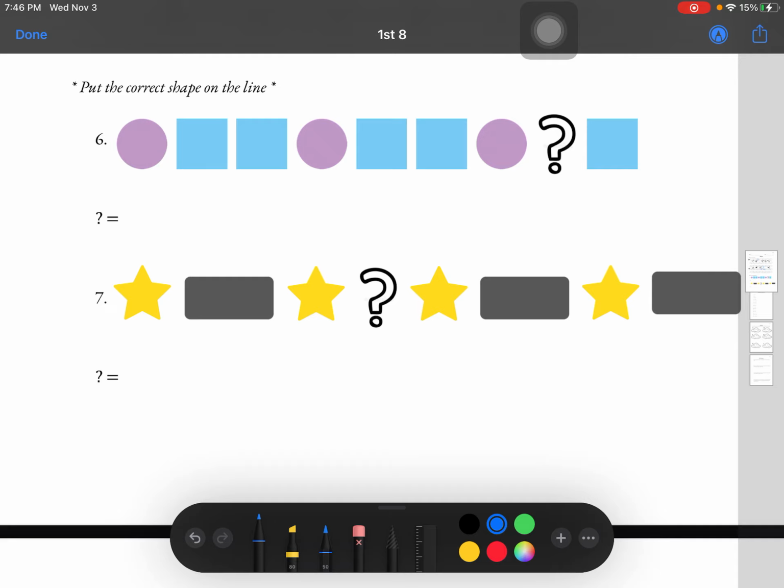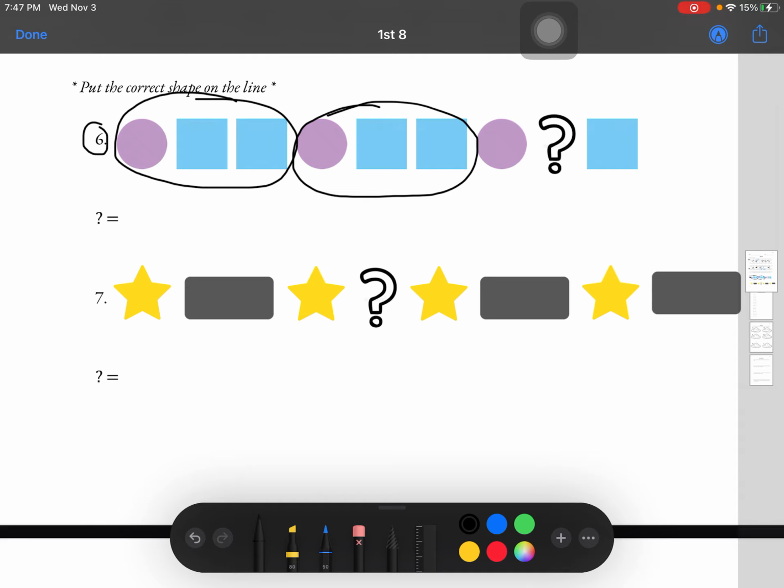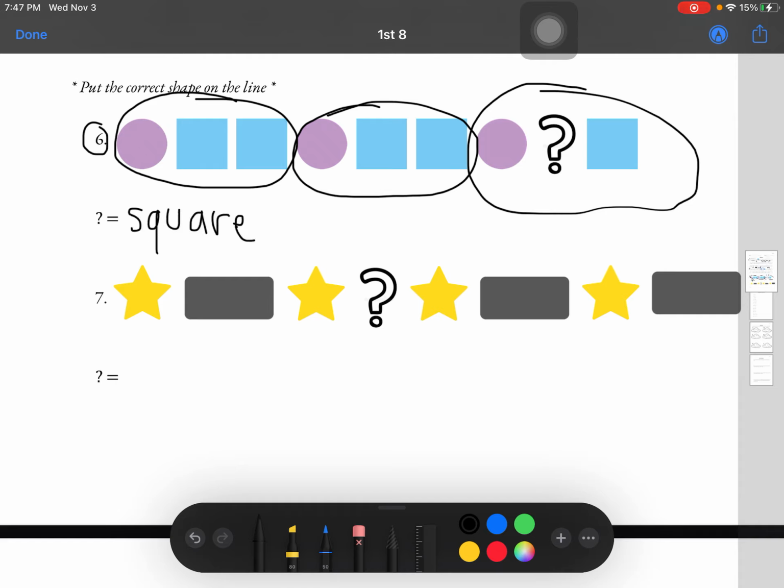We will also do the shapes, and we will do number 6. Put the correct shape on the line. Circle, square, square, circle, square, square, circle, blank, square. So you can see from here that the pattern circle, square, square gets repeated. That means the question mark has to be a square. That's a rectangle.